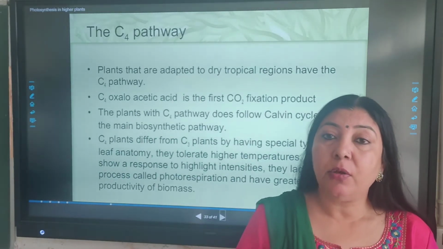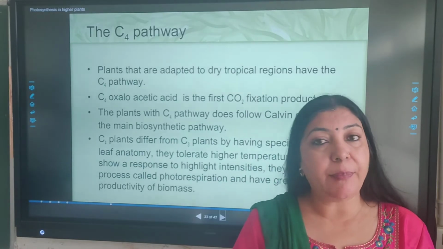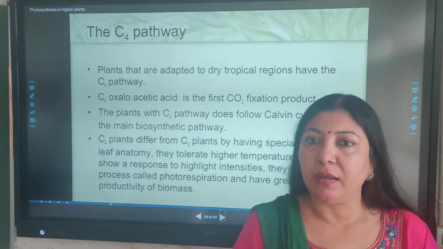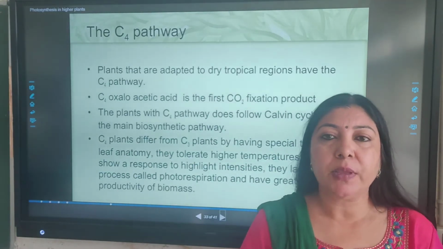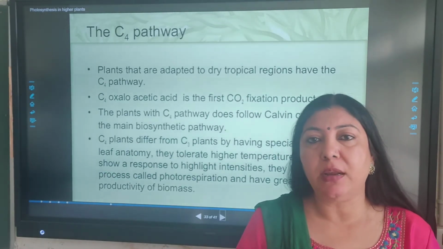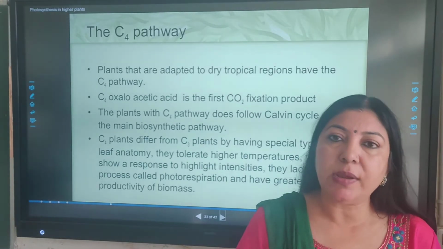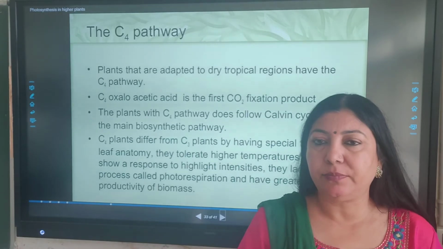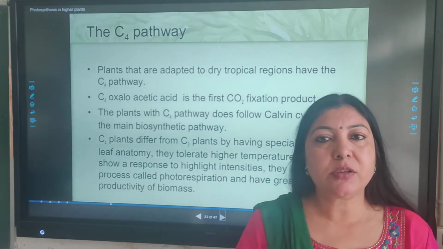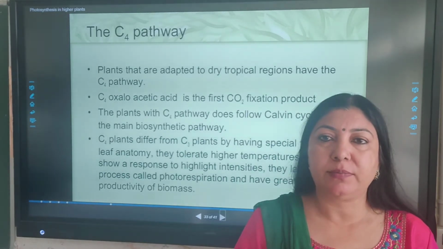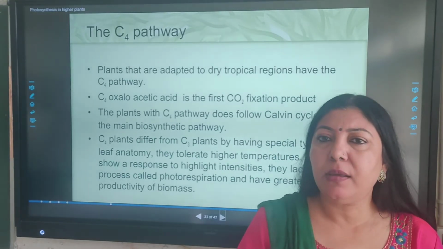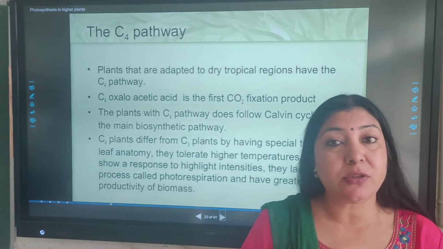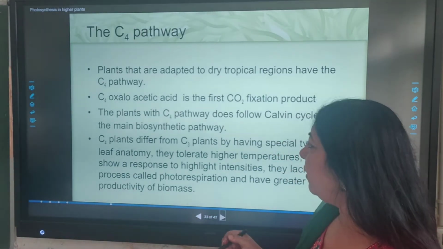So certain plants which are adapted to tropical climate where temperature is always very high, if they start losing so much of fixed carbon dioxide, it's a big loss. That's why these plants have adapted a different mechanism. That mechanism is called the C4 pathway. They have a specific anatomy, which is called Kranz anatomy. We will study the details.